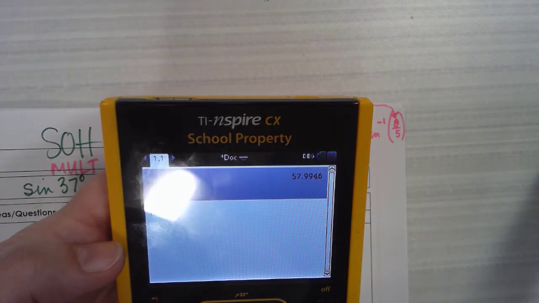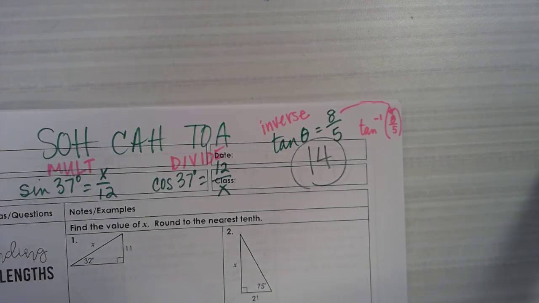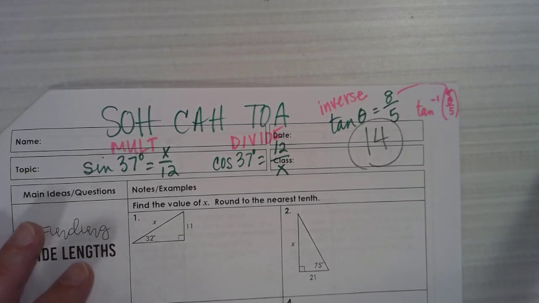So are we finding angle measures? We will be finding angle measures sometimes. We're going to find sides and angles as needed. Okay, so that's the process. Like, that was like 3 days worth of trig right there. Okay, so let's do a few problems.